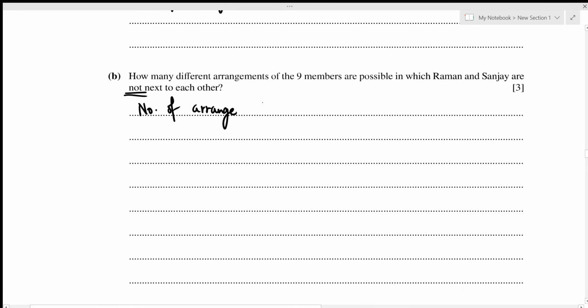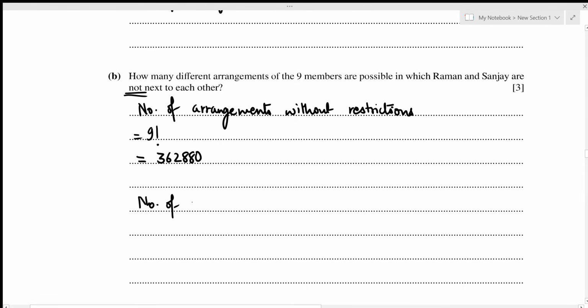So that's going to be number of arrangements without any restrictions. Since this is a case of without any restrictions, we just have to consider the placements for all 9 members. So that's just going to be 9 factorial, which is 362,880. All right, now we need to figure out the number of arrangements with a restriction of Raman and Sanjay being next to each other.